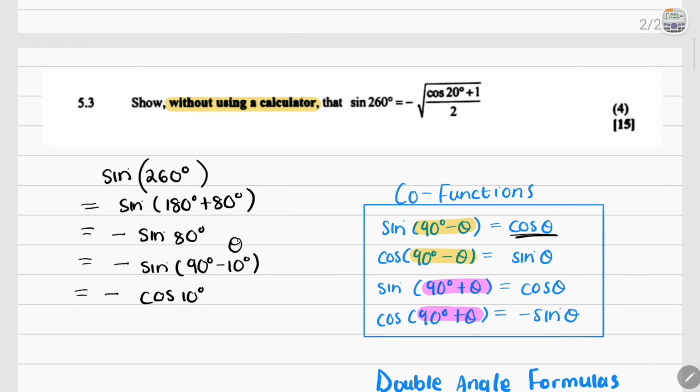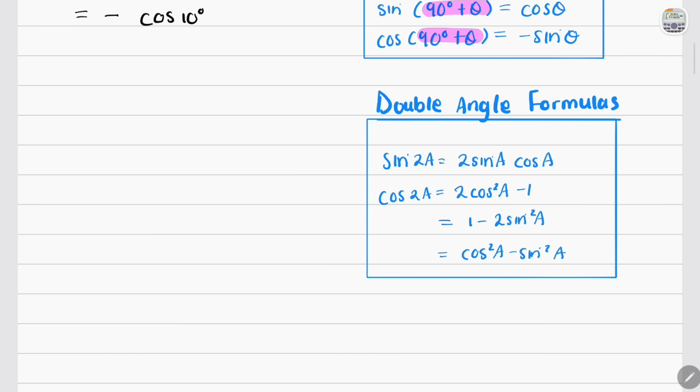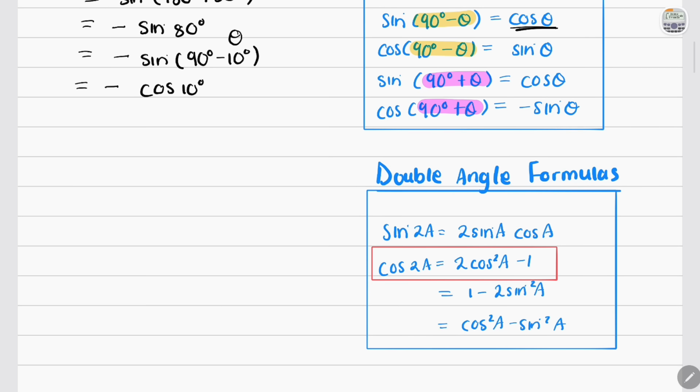Now, in what they have, do you see how they have cos? They've got a 2 and there's a 1, okay? Look for a formula here that has a 2, that's cos, and has a 1. That would be this one. So here's how we can do this. We're going to take this, right?